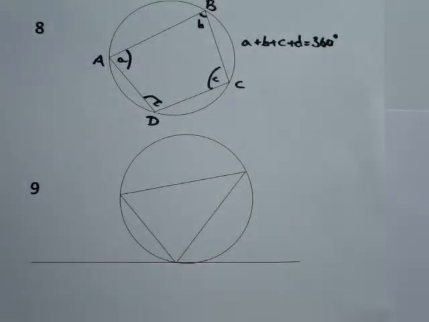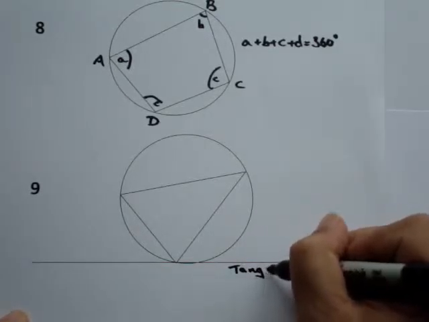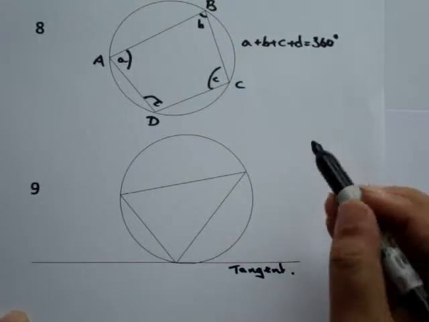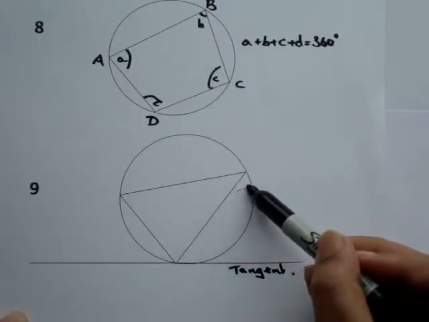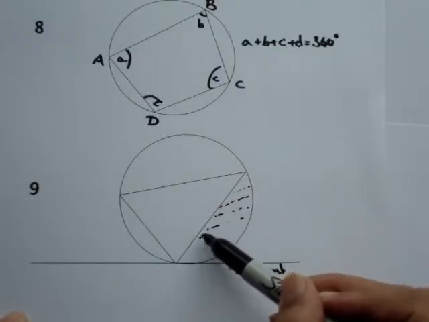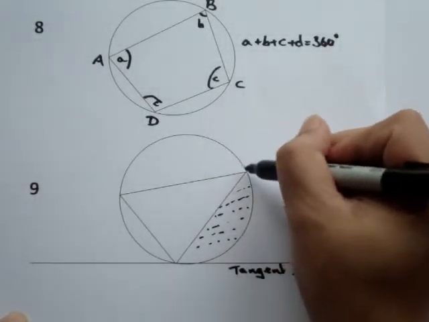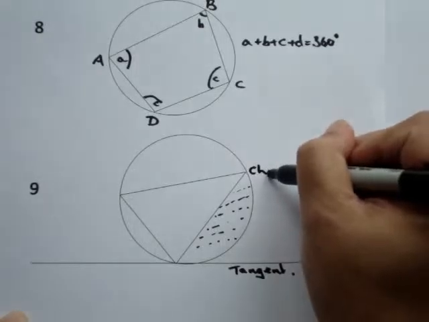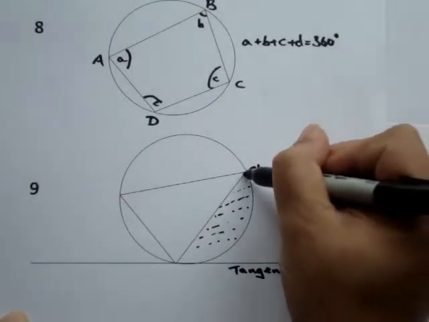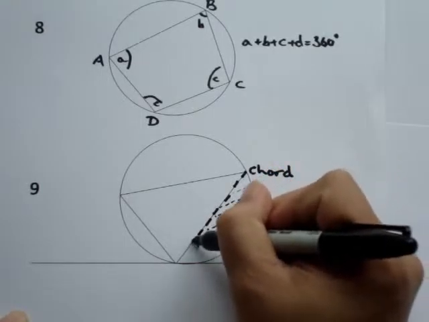This last one is quite tricky to understand, so let's go through it. We have a tangent which touches the outside of the circle, and here we have a segment of the circle, and this is our chord, which I'm going to highlight using this dotted line, but usually it's drawn as a solid line.